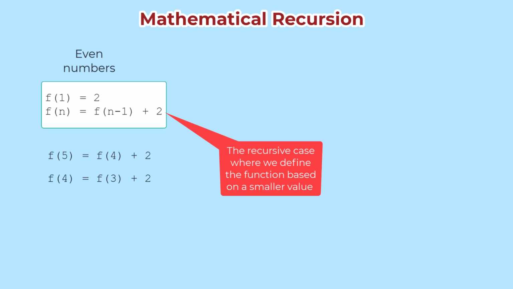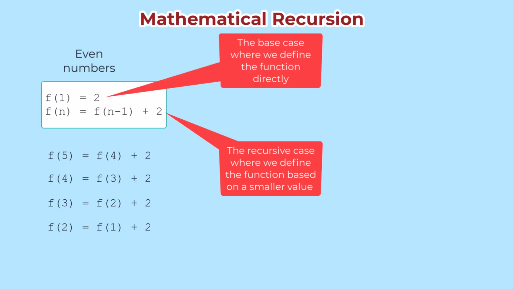Well, f of 4 is f of 3 plus 2, and f of 3 is f of 2 plus 2, and f of 2 is f of 1 plus 2. At this point, we can use the other case in the definition of our function. This is called the base case because it's not recursive. So we know that f of 1, the first even number, is 2.